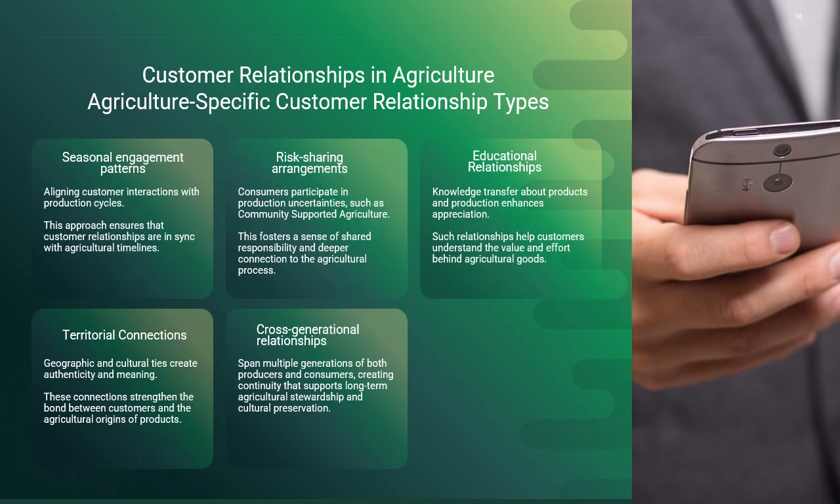Educational relationships involve knowledge transfer about products and production that enhances customer appreciation. Such relationships help customers understand the value and effort behind agricultural goods. An orchard might develop relationships through workshops on traditional varieties, pruning demonstrations, fermentation classes for processing surplus fruit, and tastings that highlight distinctiveness between varieties. This education creates informed customers who appreciate quality and are willing to pay appropriately.